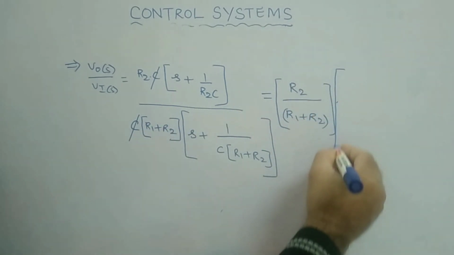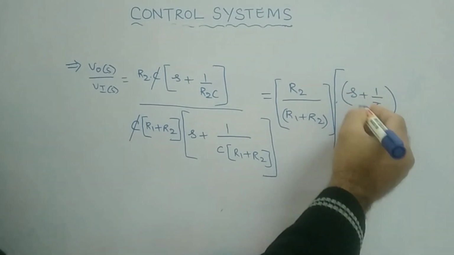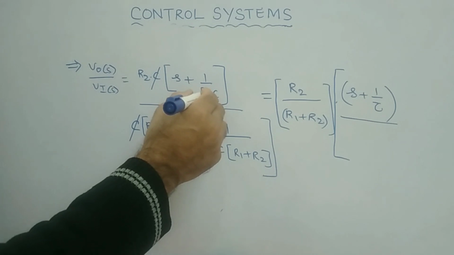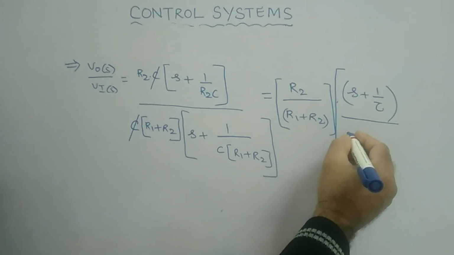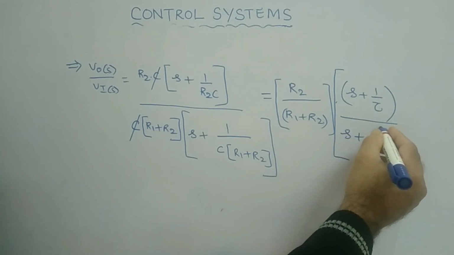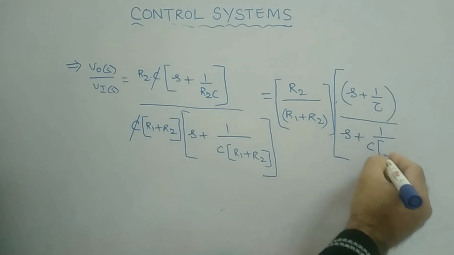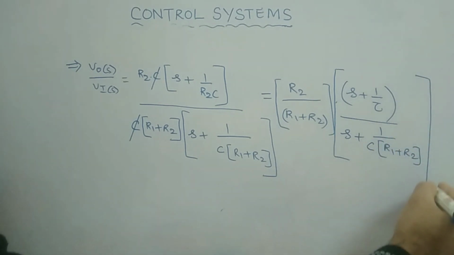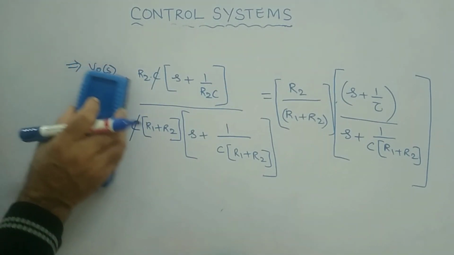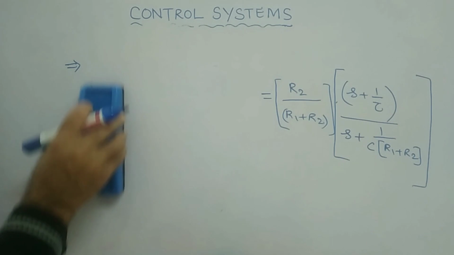Then the remaining part I can write like this, S plus 1 by tau, let us say, where tau is R2 into C, the time constant, by S plus 1 by C into R1 plus R2. Clear?